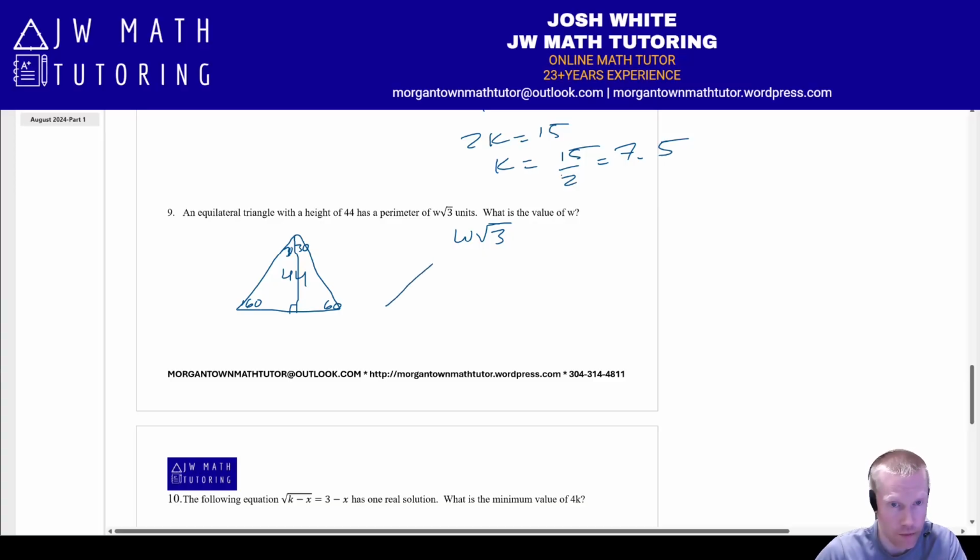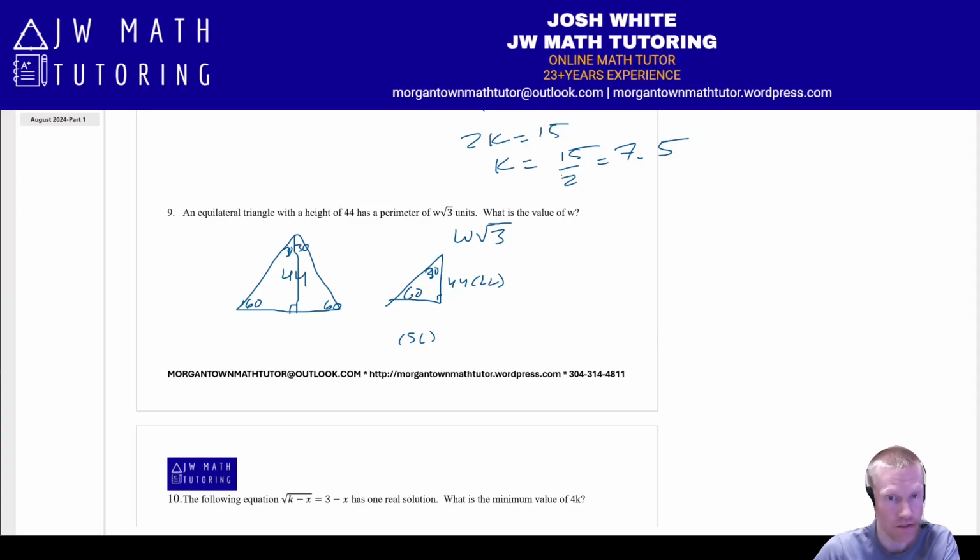If you remember your special right triangle formulas, okay, this 44 is the long leg. This 30 down here is the short leg. So to get from the long leg to the short leg, you technically divide by root 3. In other words, you do 44 over root 3.